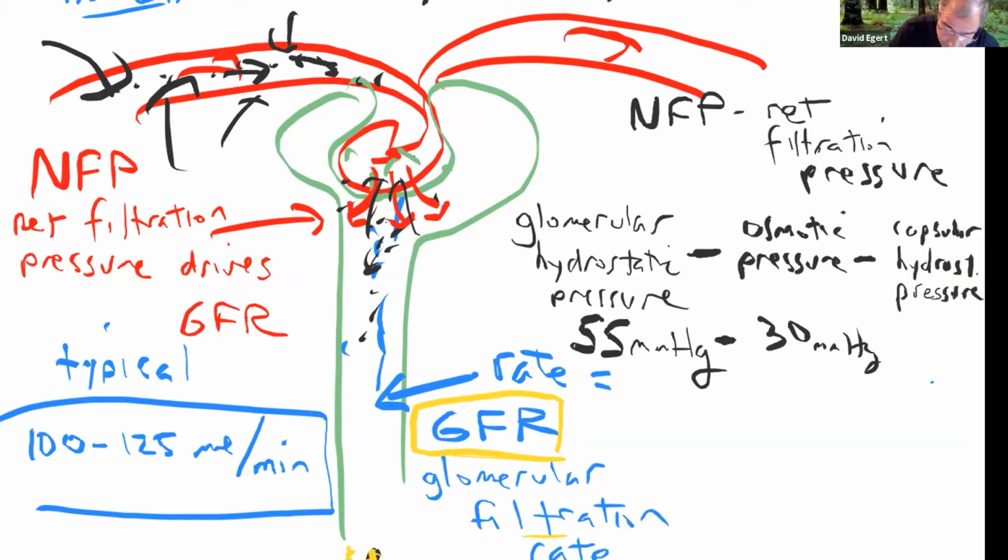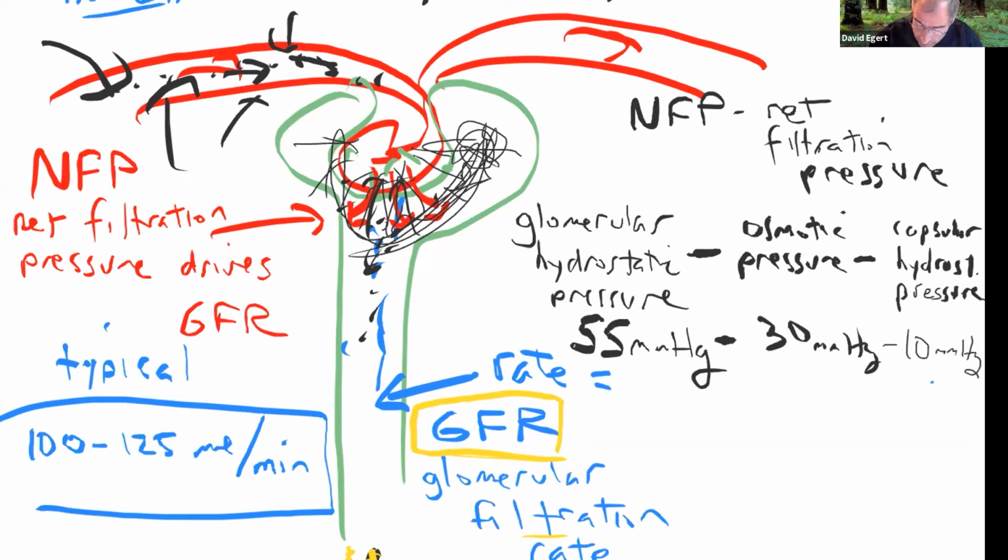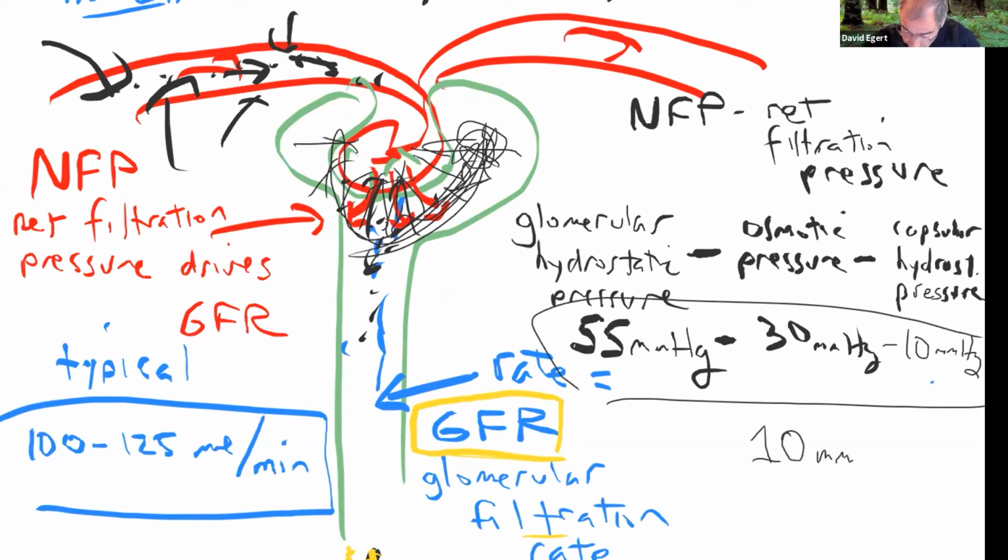So basically, as you keep pushing water into this kind of limited space, you start building up a back pressure in here that's pushing back, right? So if you keep trying to push water across the membrane into this kind of closed off area, you'll start getting back pressure pushing back at you. So that's what this is. This is going to be around 10 millimeters of mercury. So if you put it all together, it ends up being a net filtration pressure of about 10 millimeters of mercury.